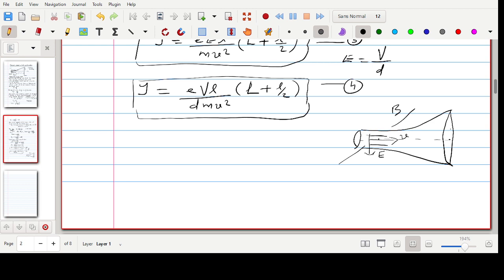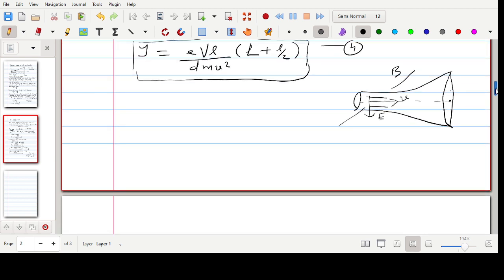Then you will apply an electric field and vary that electric field such that this shift becomes zero. Since you are getting an undeflected beam, that means the shift due to electric field Y balances the shift due to magnetic field. If the shift due to electric field is along the positive Y direction, the shift due to magnetic field will be along the negative Y direction.